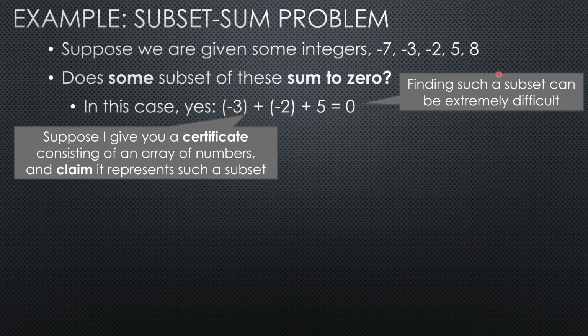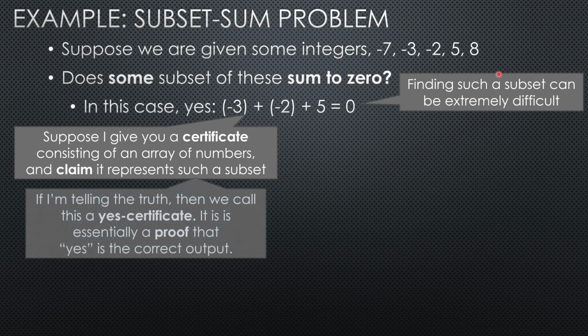It's an array of numbers, and the claim is that it represents a subset of the input that sums to 0. Now, I could be given something else. We'll talk about that in a moment. Maybe the oracle is lying to me. But if the oracle is telling the truth, then we'll call this a yes certificate. And a yes certificate is essentially a proof that yes is the correct output, right? So we have a proof right here.